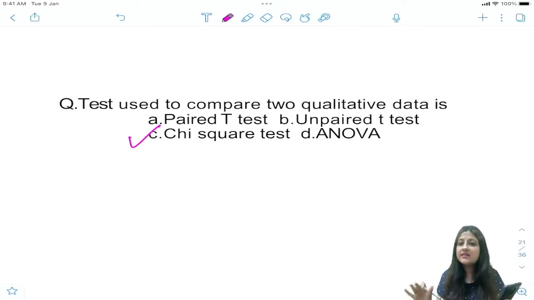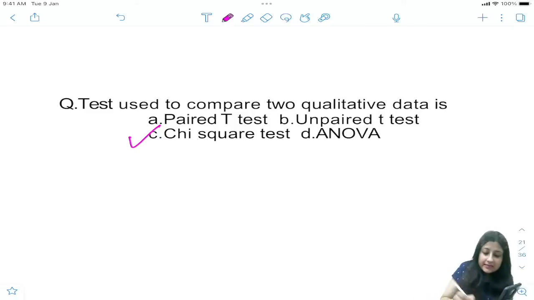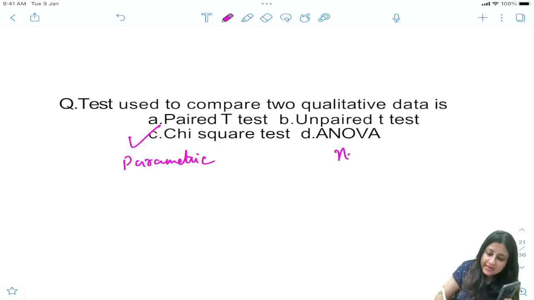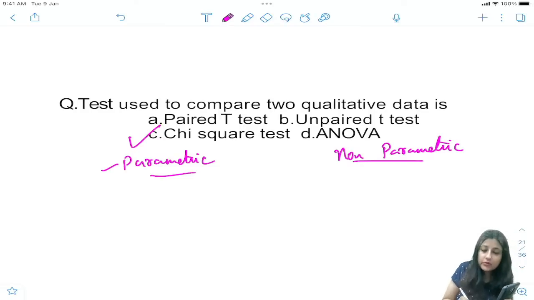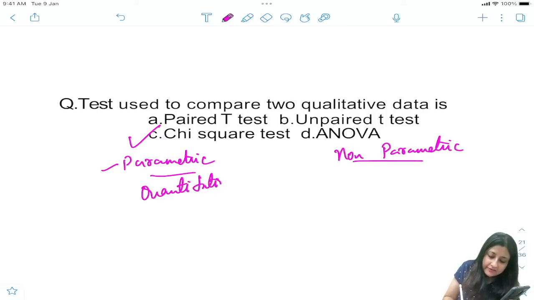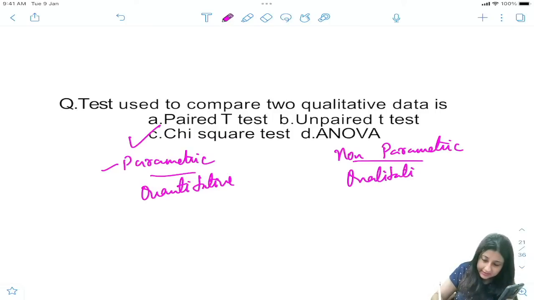We will try to understand a few things from test of statistical significance. Okay, you can get the interpretation of chi-square, paired, unpaired and ANOVA. Sabse pehle remember, tests of statistical significance are of two types, parametric and non-parametric. When do you use parametric test, everybody? Aap kab use karte ho parametric? When you have quantitative variables. Non-parametric is when you have qualitative variables.